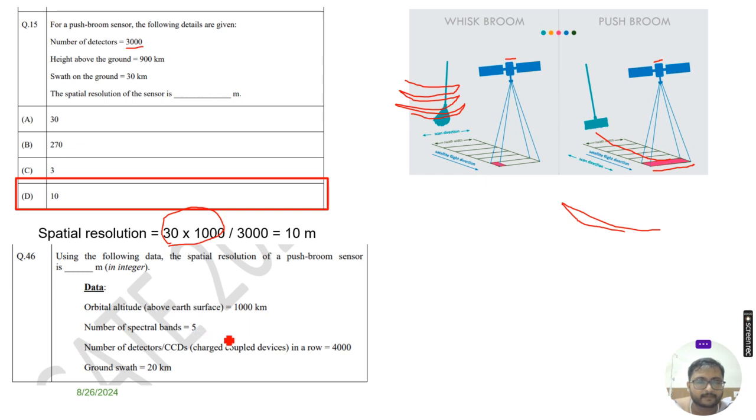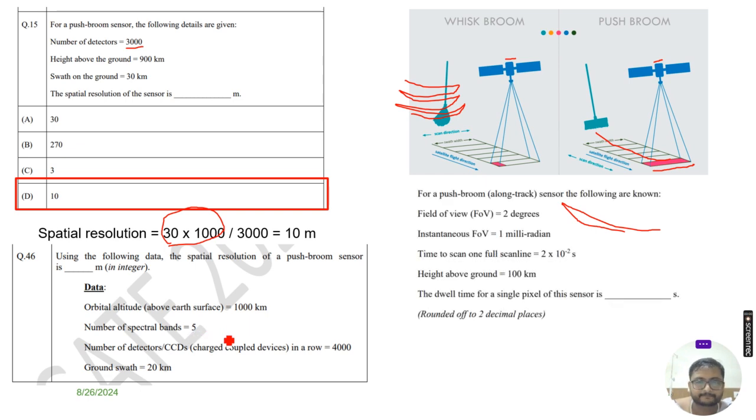So 5 meters. Yes. Right. Now, what will be the answer over here? It is similar only. The number of sensors is 4000 and the swath is 20 kilometers. So 20 into 1000 divided by 4000. You will get around 5.